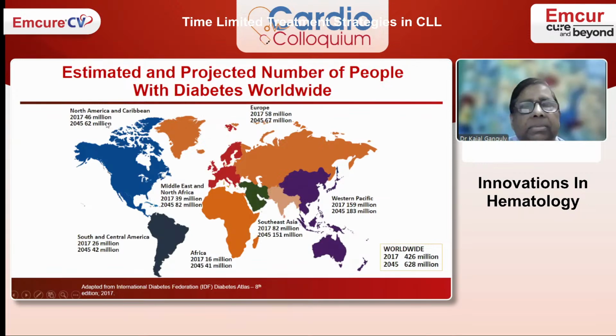So you can see the distribution of hypertensive patients worldwide. In the North American Caribbean islands, in 2017 it was 46 million. In 2045, it is projected as 62 million. In Europe, again, 2017, 58 million. In 2045, it is 67 million. In Southeast Asia, you see a huge increase. 2017 it is 82 million and projected 2045 it is 151 million. Same is in Africa, Middle East, and South and Central America.